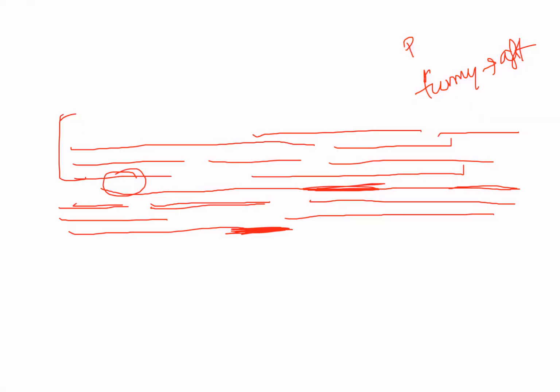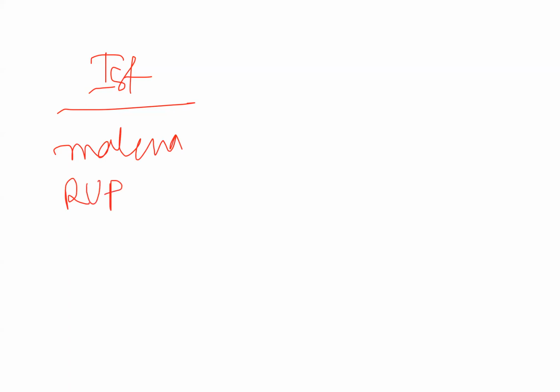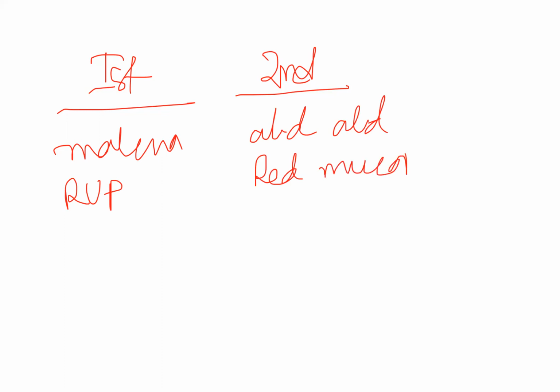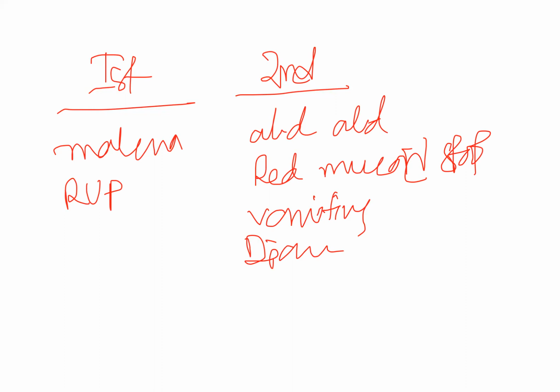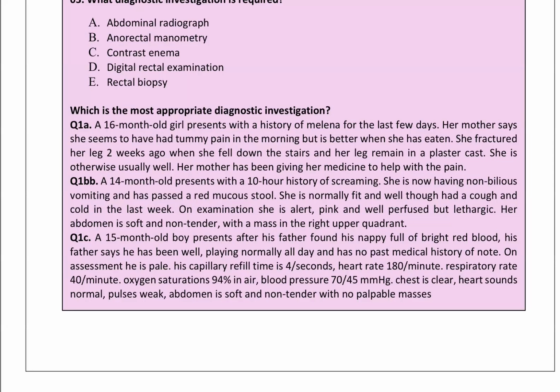If I just put you, first scenario: child having melena, right upper abdominal pain. Second scenario: child having abdominal pain, a red mucoid stool, also vomiting, some diarrhea, history of upper respiratory infection, and there is a mass in the abdomen. Okay, first and second scenario. After that, we will read the third scenario.